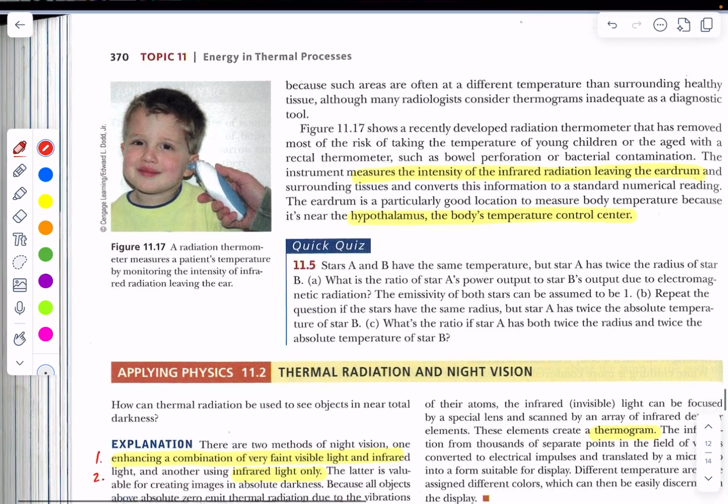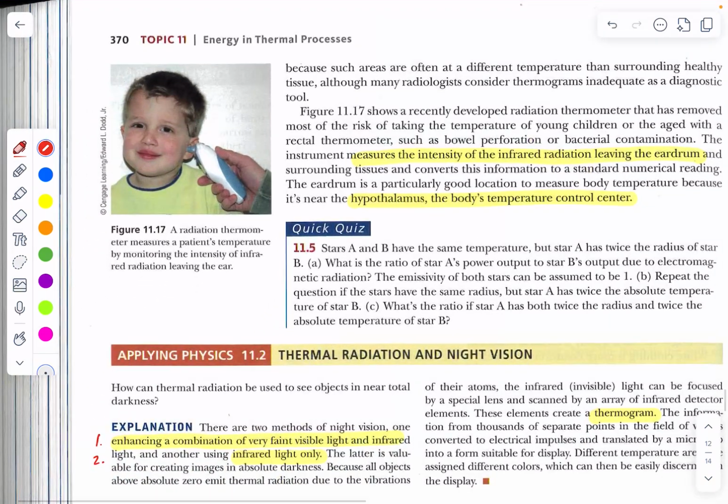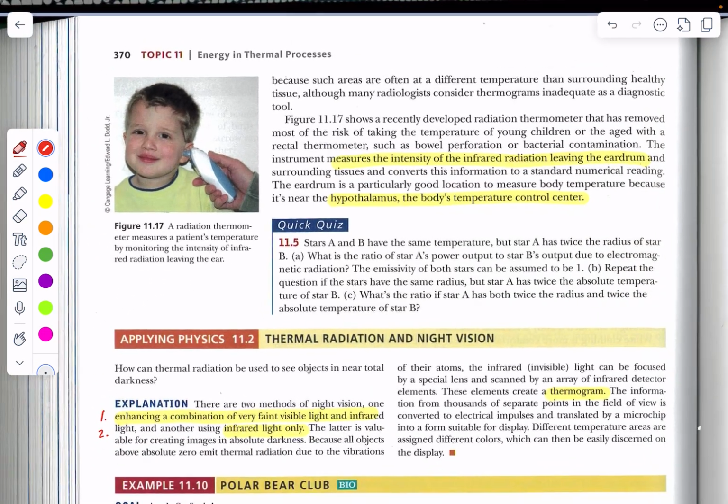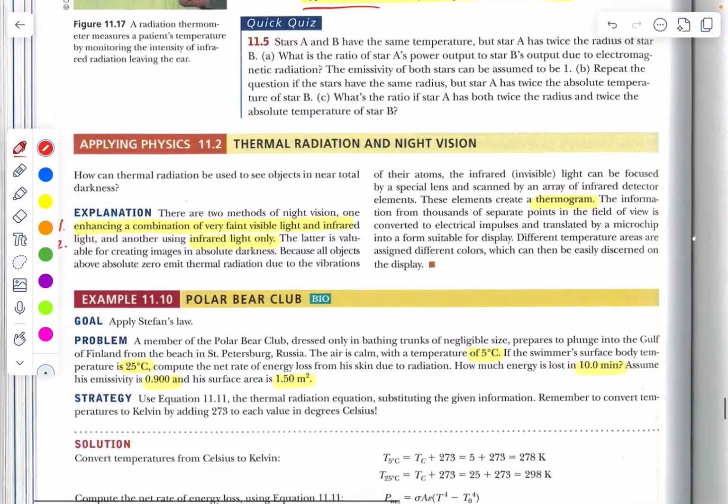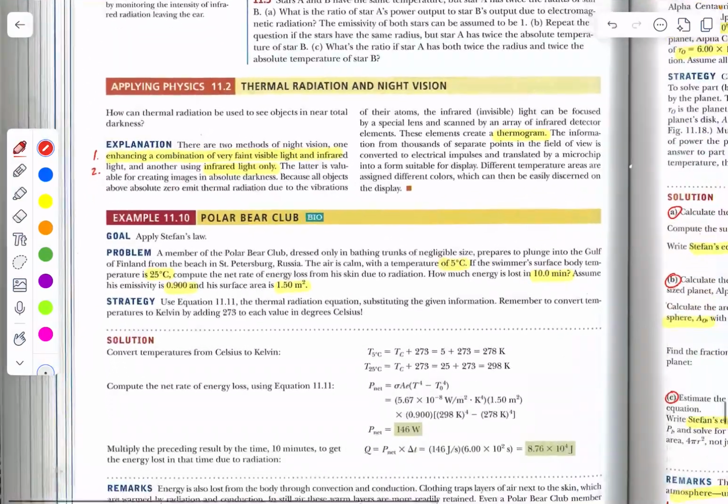And here's another way of looking for this infrared heat, this radiated heat coming off the eardrum. And the eardrum is very close to the hypothalamus, which happens to be the body's temperature control system. It's a lot better than trying to stick a thermometer into a child through one of two uncomfortable openings, depending upon how you go about it. Thermal radiation and night vision.